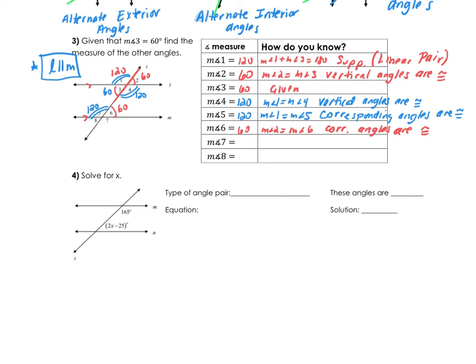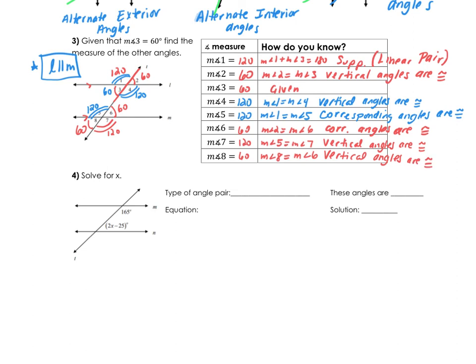All right, for angle 7, I'm just going to go with the fact that angle 7 is a vertical angle to angle 5, so it's going to be 120. All right, so vertical angles are congruent. And then finally, angle 8 would be congruent to angle 6 for that same reason. So measure of angle 8 equals measure of angle 6. So vertical angles are congruent.